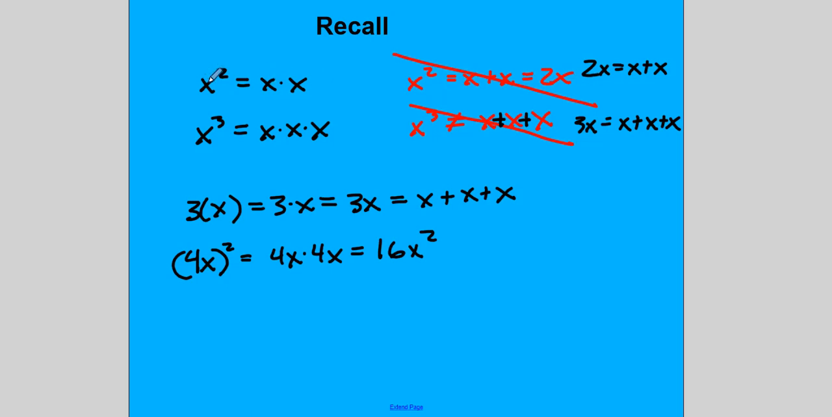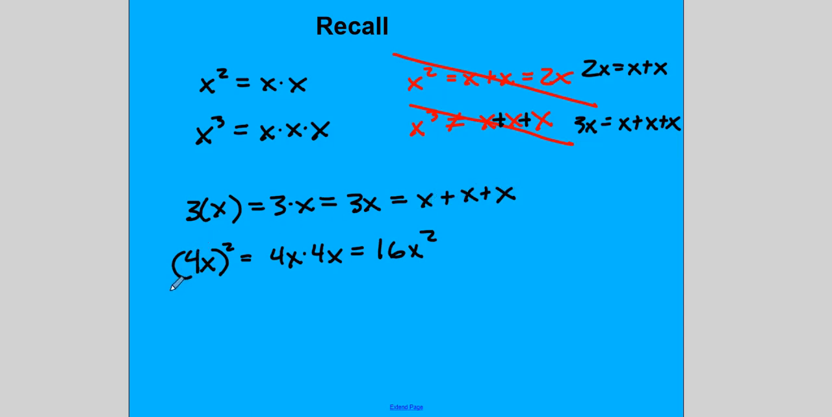So this is repeated. X squared, x cubed, these are repeated multiplications. 2x, 3x are repeated additions. Be sure you make that distinction. So 3x again, here's different ways you could write it. You could write 3 parentheses x. When the parentheses is next to a number like that, that means multiply. The dot means multiply. You could also just write 3x, which is x plus x plus x.